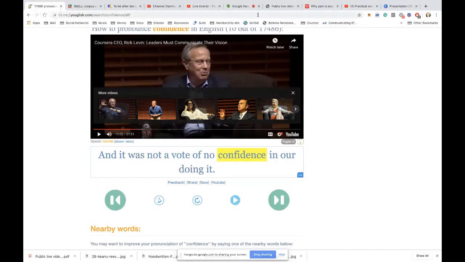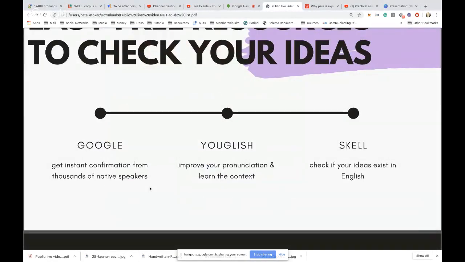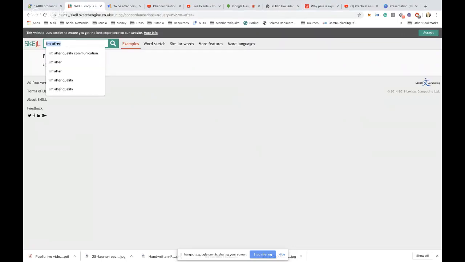So this is how you use Yuglish. That's my point. You check the context, you check the pronunciation, and you imitate. So you're improving your pronunciation, you're improving your listening skills, and you learn the context. You learn how the word is used and what words it can be together with. Then Scout. Let's come back here.